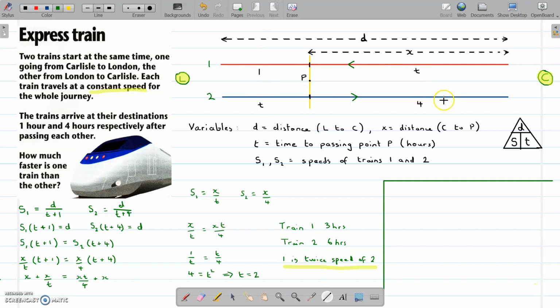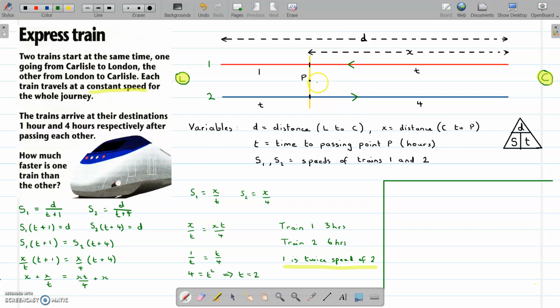And because the trains are going at constant speed, we can also see that we have t on the left and 4 on the right. So we ought to be able to say, because they're both traveling at a constant speed, that the ratio either side of this line must be the same, because the only variables are the time and the speed. The distance is fixed, that doesn't change. So what we're actually saying is the speed is inversely proportional to the time. In other words, if you double the speed, you halve the time, and so on.